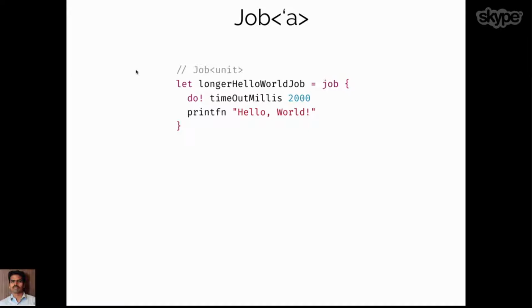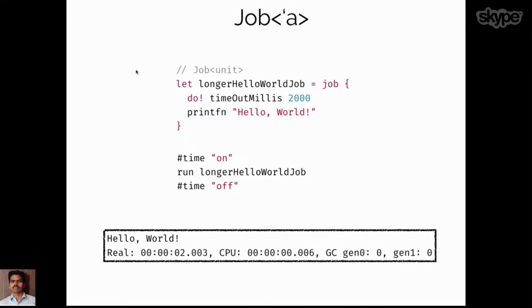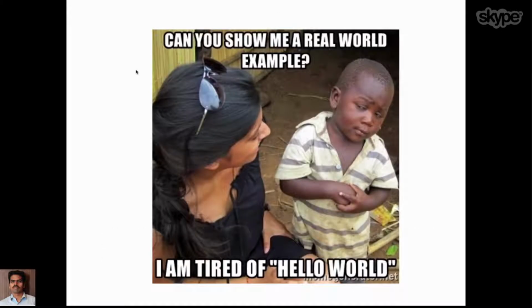Okay, so if you execute this in F# Interactive with the time settings on, you can see the hello world in the interactive, and it took 2 seconds to print it. Nothing fancy, just plain simple hello world. What we are actually doing is simulating a job which takes some time to execute. All right, so that's enough for the hello world.